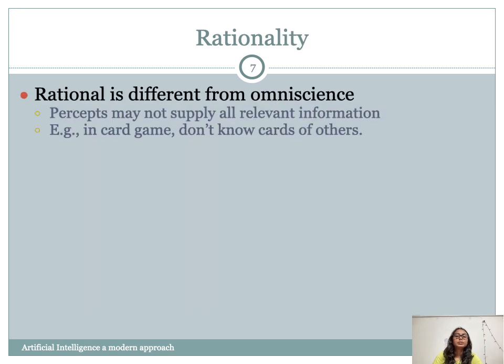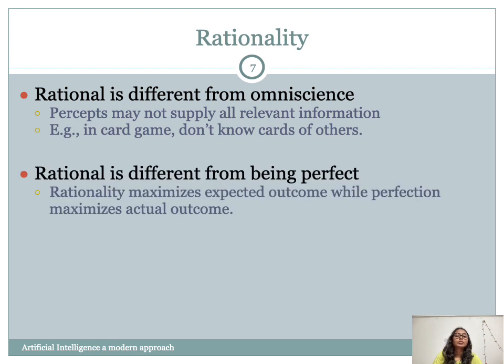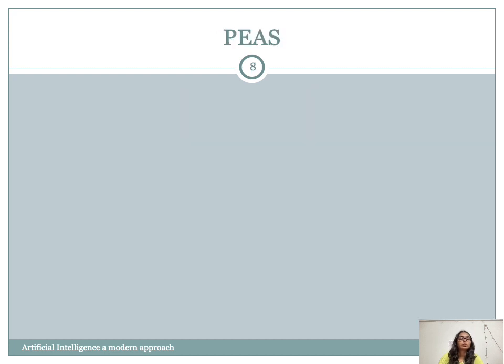So now rationality. Rational is different from omniscience. Percepts may not supply all relevant information. Example: in card games, you don't know the cards of others. So rational is different from being perfect. Rationality maximizes expected outcome, while perfection maximizes actual outcome.